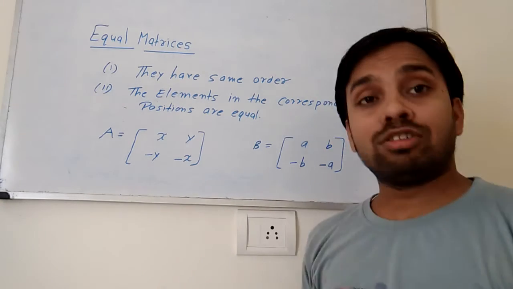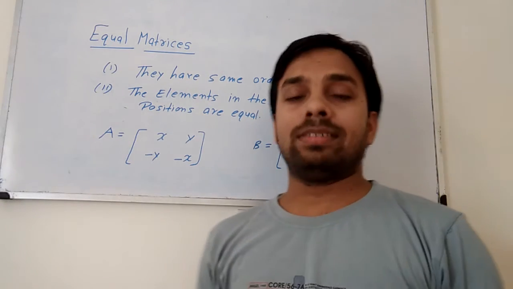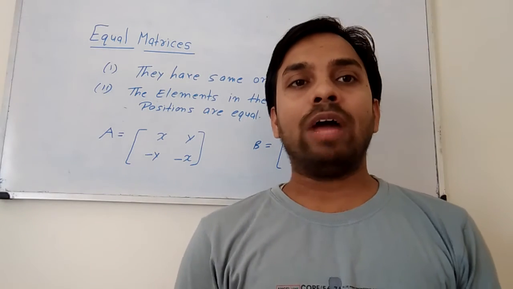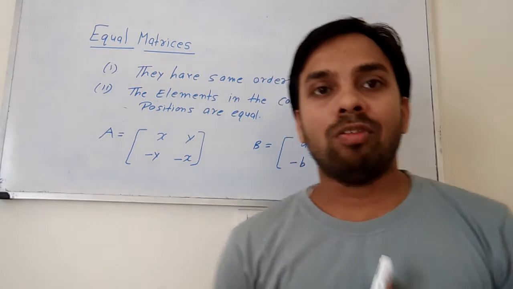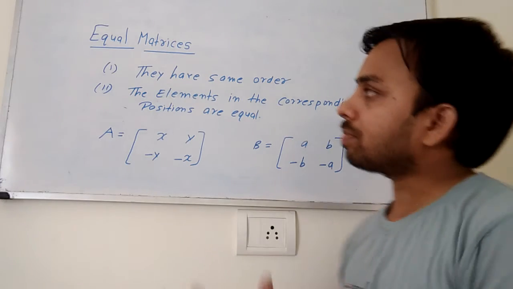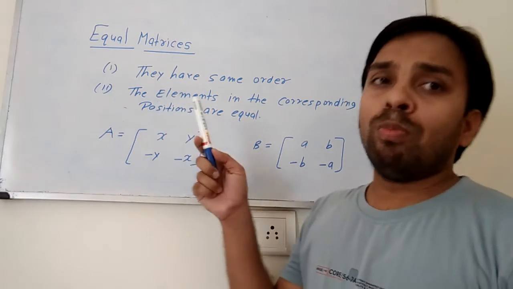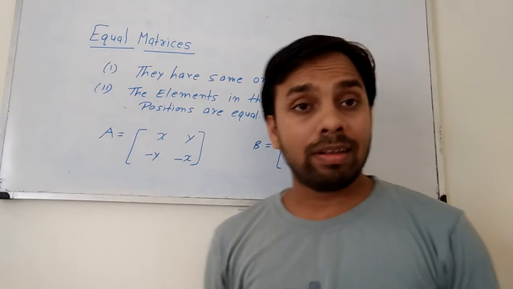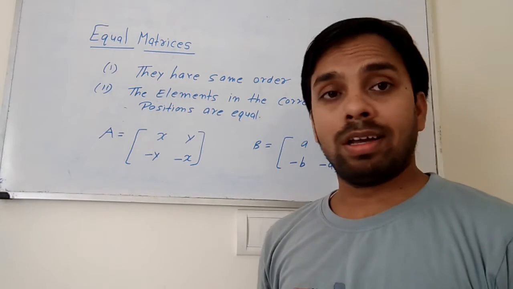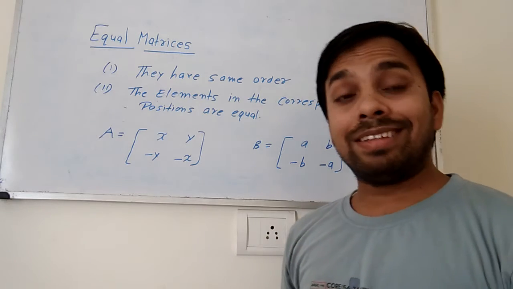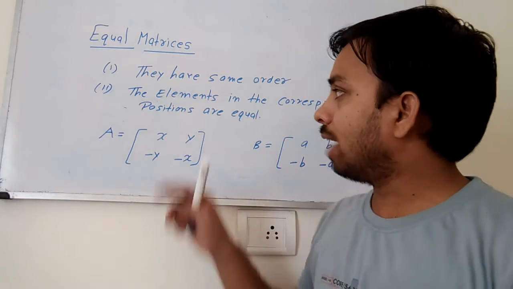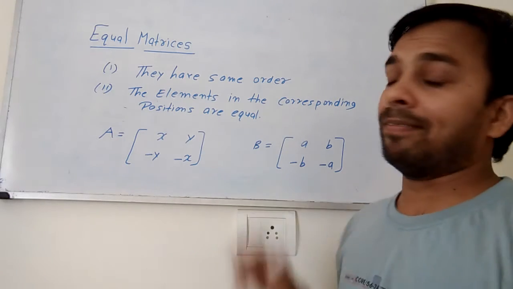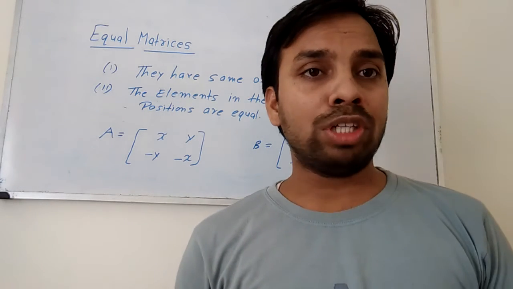Right. The next topic is equal matrices. What are equal matrices? There are two conditions for having equal matrices. What are the conditions? Look here. The first condition is that the two matrices should have the same order. The given matrices have the same order. Now there is a second condition as well. The elements in the corresponding positions are equal. What are the corresponding positions? Look here.